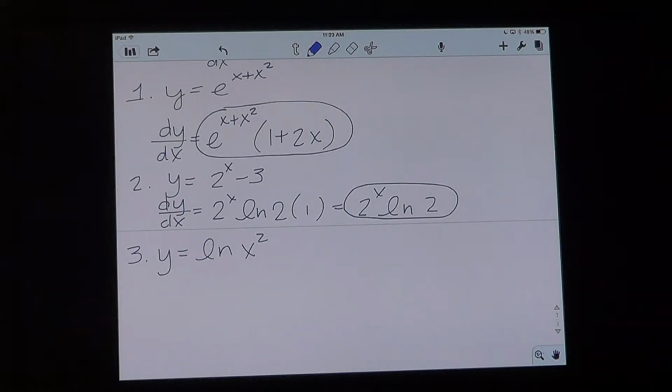What was the properties of logarithms? You said it was 2 ln x. Yes, we could rewrite that as 2 ln x, and then just do 2 times the derivative of the ln of x instead of trying to find the ln of x squared.